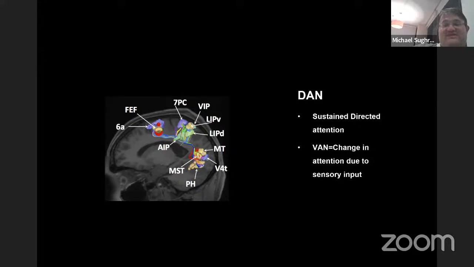You see MT and MST, which, for those of you students of neuroscience, are critical higher-level visual areas. And so what it does is it keeps you focused on a task. And if you don't focus on it, your IQ drops. So it actually has a cognitive consequence, even though it's doing mostly visual and attention.